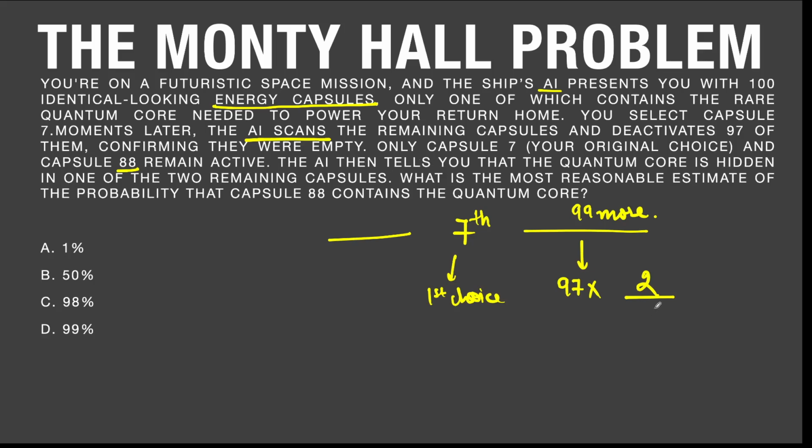The AI then tells you that the quantum core is hidden in one of the 2 remaining capsules. What is the most reasonable estimate of the probability that capsule 88 contains the quantum core?